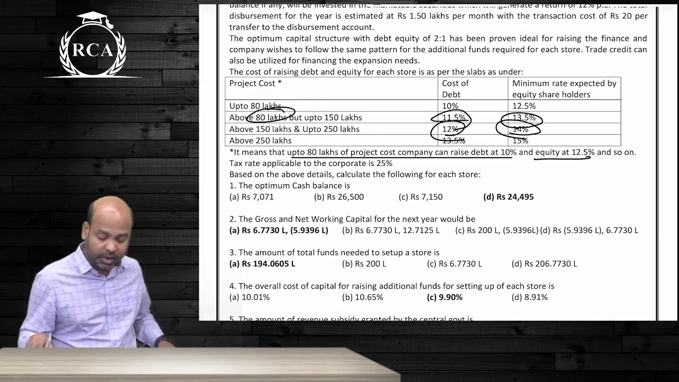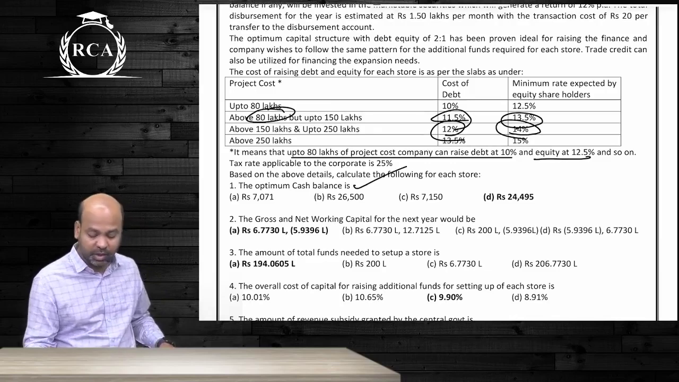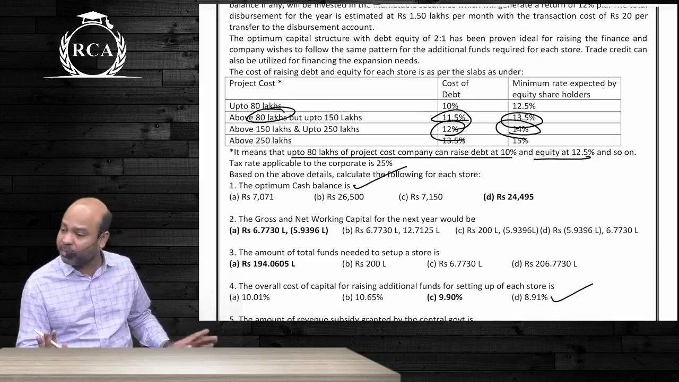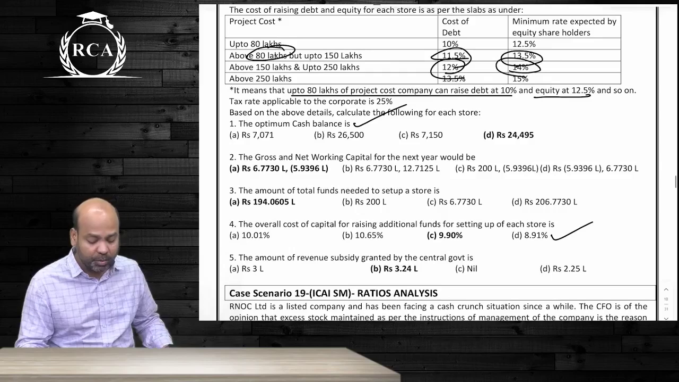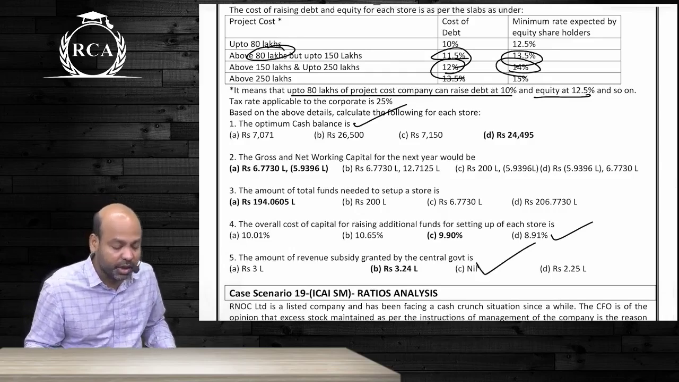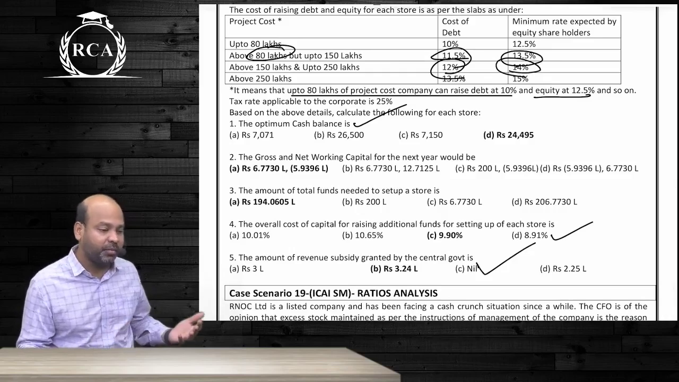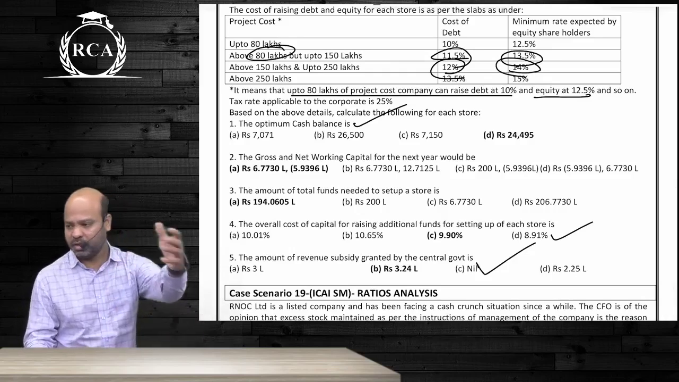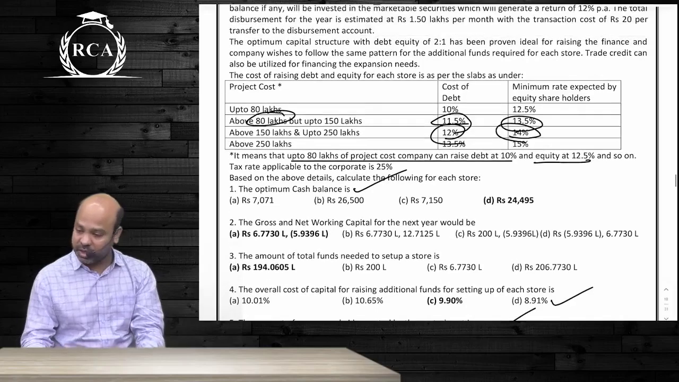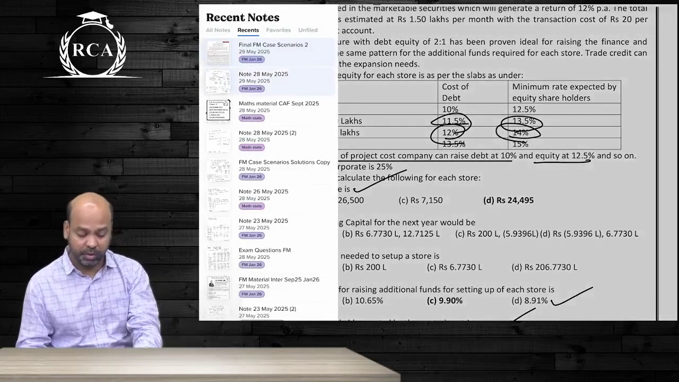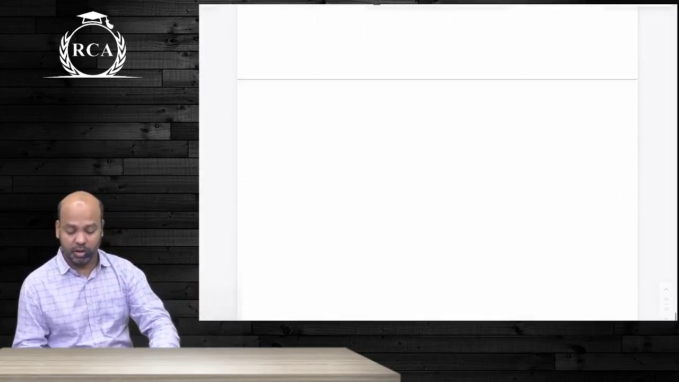See, guys, you can definitely pick up optimum cash balance. Computing overall cost of capital is good in this question, guys. Computing the amount of revenue subsidy is good, but the other bit, gross working capital and net working capital, is based on weird assumptions. We will solve the entire question and get the exact answer, but remember, the information is not correlated.